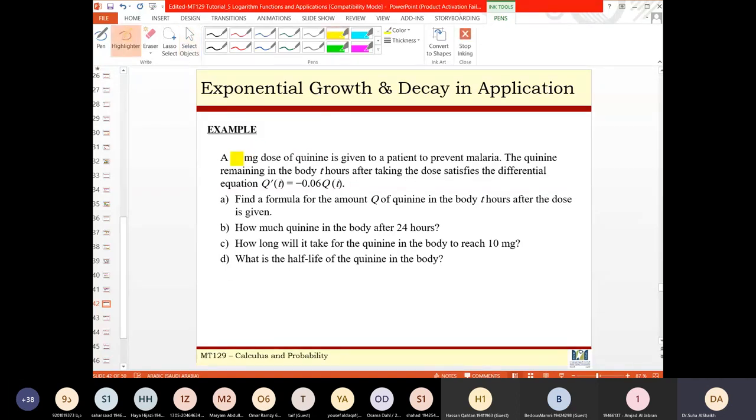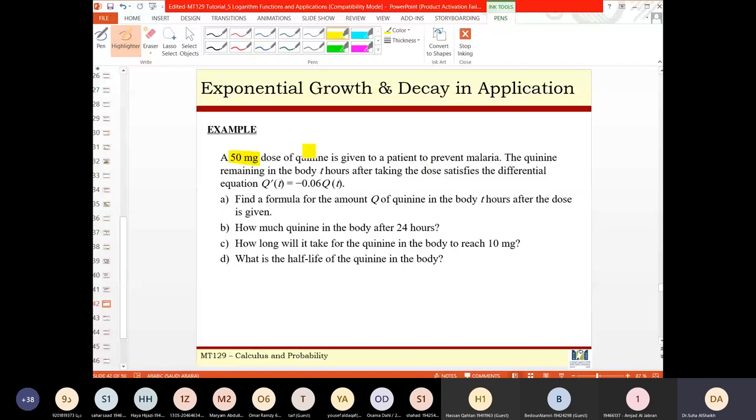We have a 50 milligram dose of quinine given to a patient to prevent malaria. There is no drawing here, there will be a solution. So this is a medicine that they give to a patient to prevent malaria, the disease.